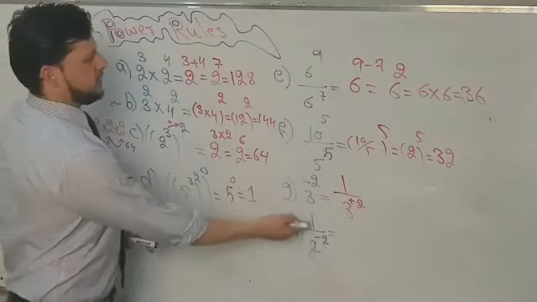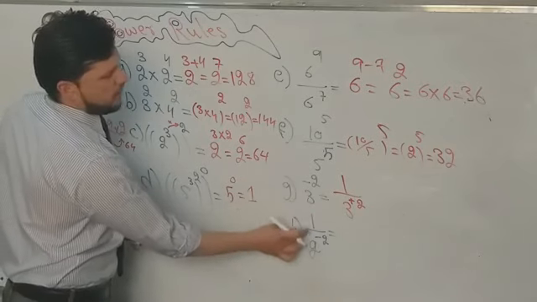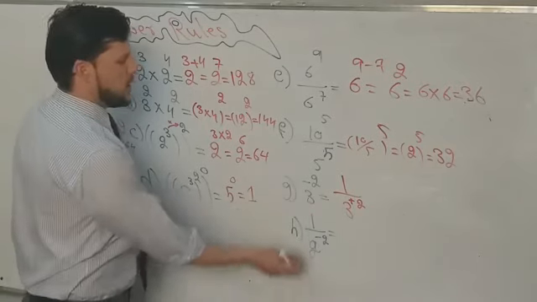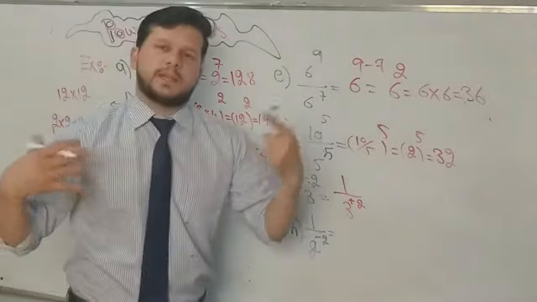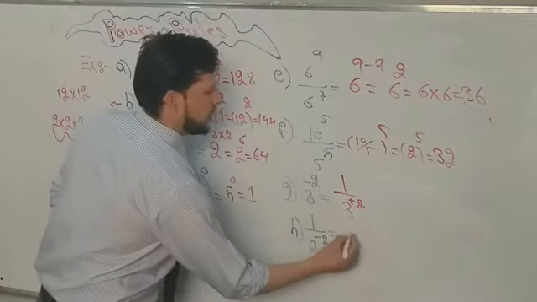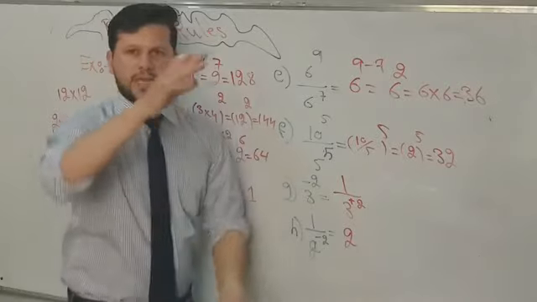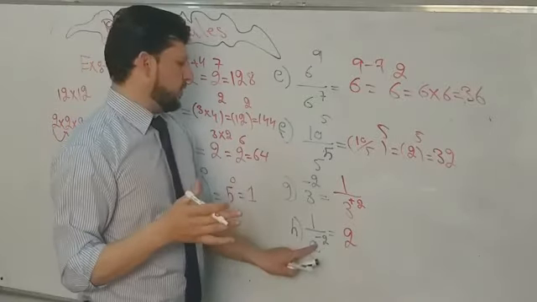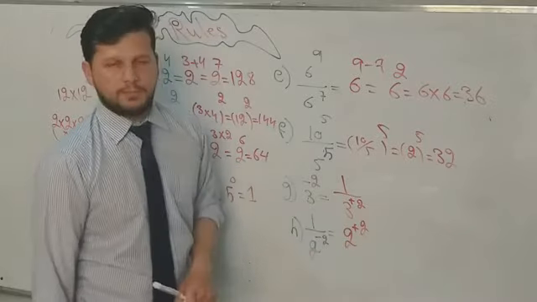And if you have the opposite, it means the reciprocal form of that. If you have 1 over 2 to the power of negative 2, what is the reciprocal form of 1 over 2? Yes, it is 2. The reciprocal form of 1 over 2 is equal to 2. If you find the inverse of that number, the negative 2 becomes positive 2.